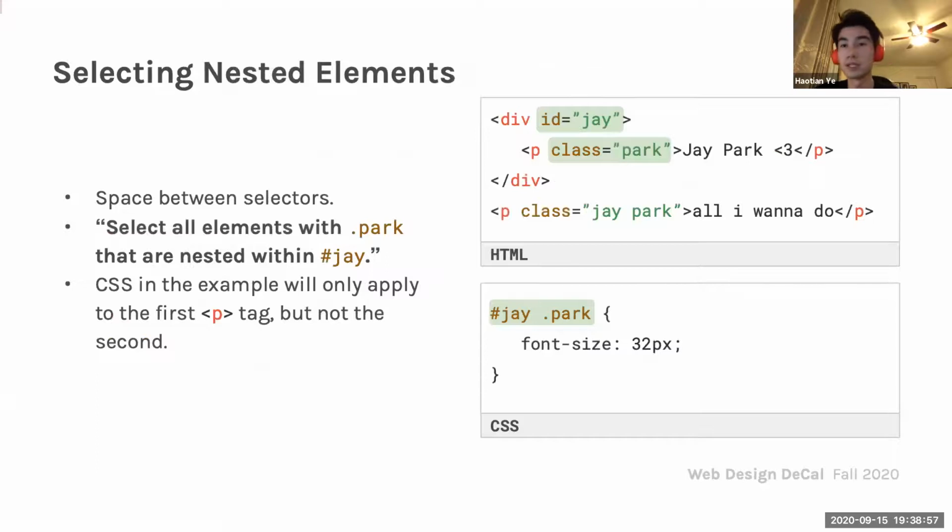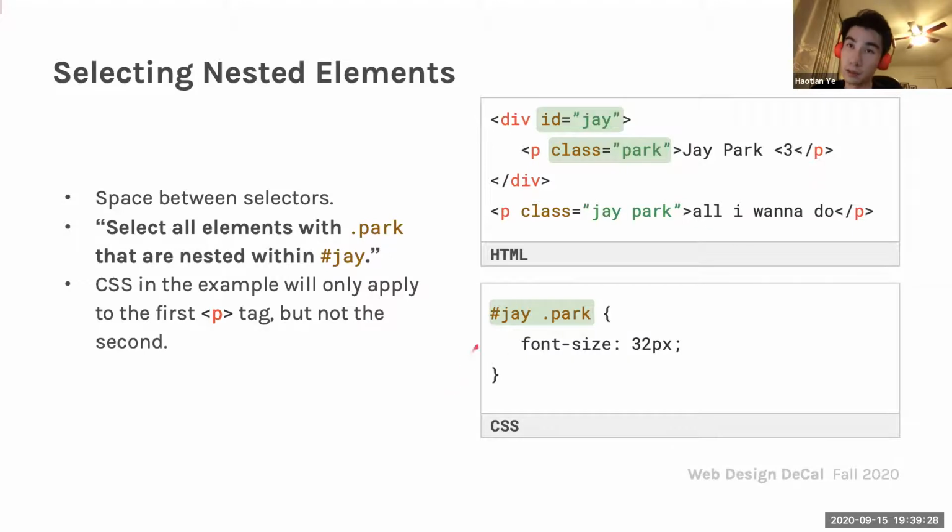So there's also a way to select nested elements. Like Nick mentioned or emphasized last lecture, nesting is really important in HTML because that's how we organize the elements on our web page. So here, let's say we have a div with an ID J, and the p tag within it has a class name park. And I just want to select this p tag here and not the outside p tag.